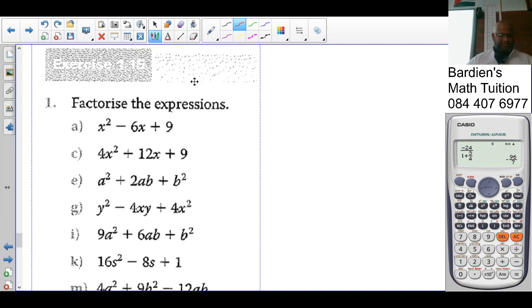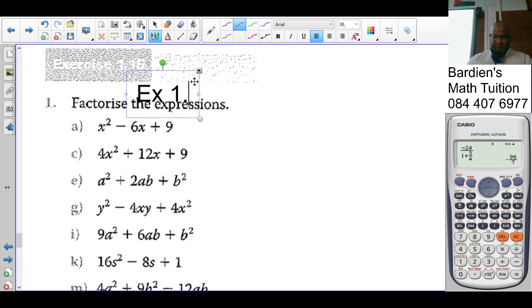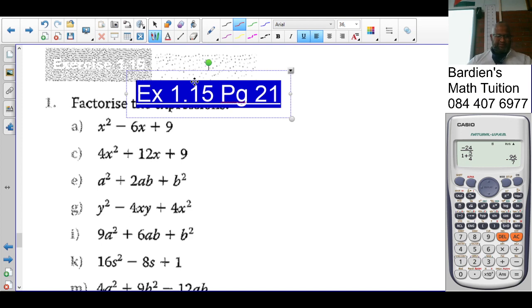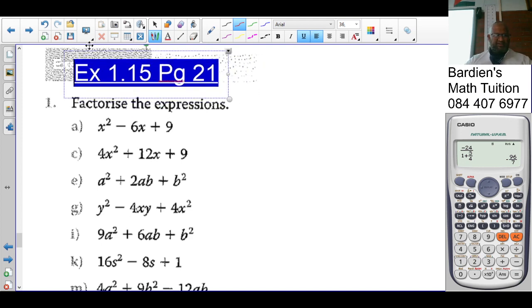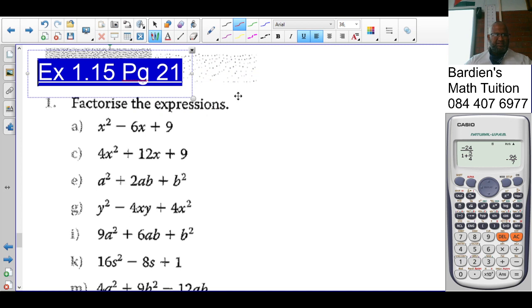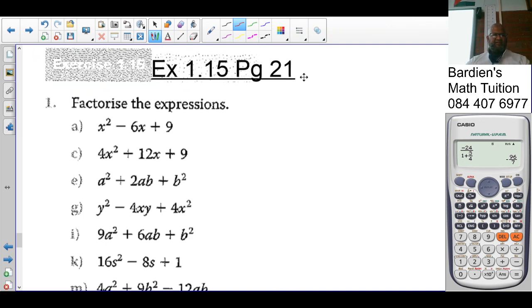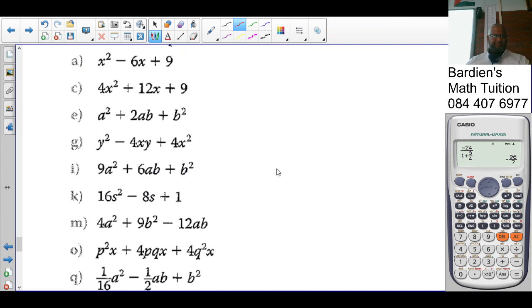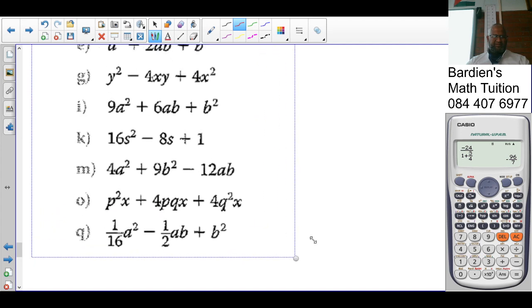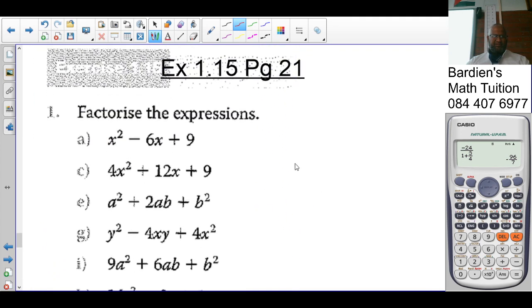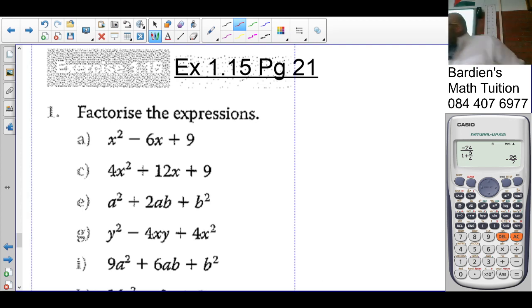Exercise 1.15. Page 21. I'm going to pause it again. Right.